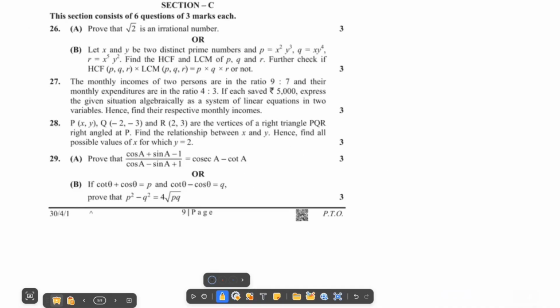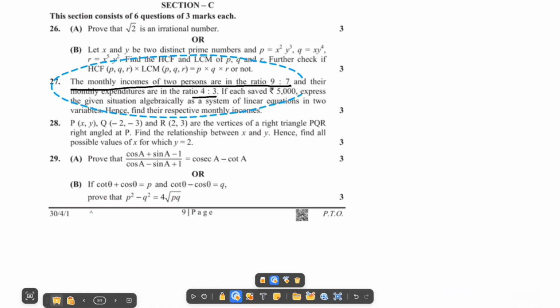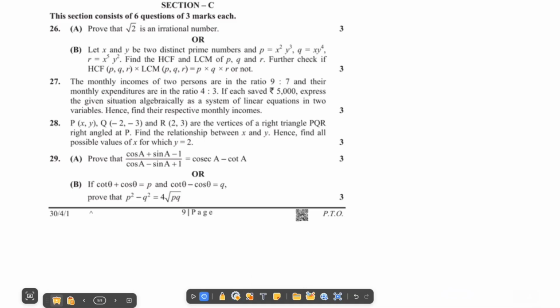Next, 27th question. The monthly incomes of two persons are in the ratio 9:7 and their monthly expenditures are in the ratio 4:3. If each saved rupees 5,000, express the given situation algebraically as a system of linear equations in two variables. Hence, find their respective monthly incomes. The ratio of incomes is given, the ratio of expenditures is also given, and their monthly savings are also given. So we have to find the monthly incomes of these two persons.